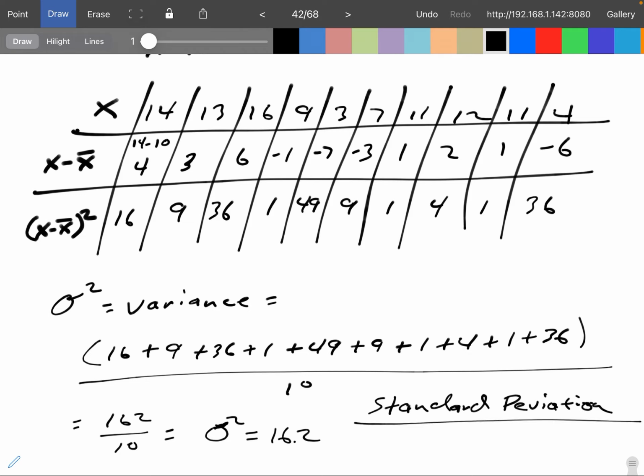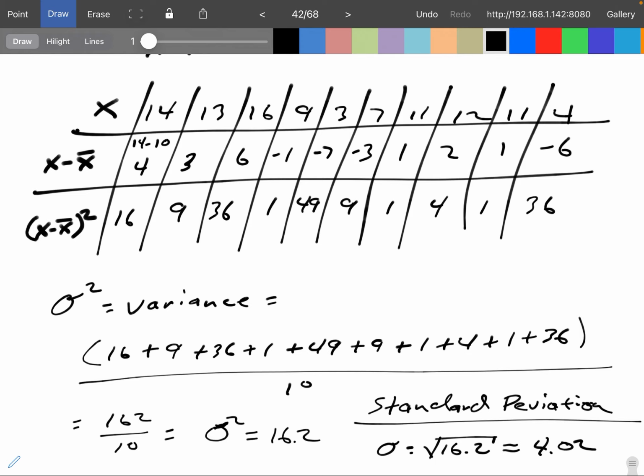So for the standard deviation, all you have to do is take the square root of the variance. And the symbol for that is just going to be this sigma. So it's going to be the square root of 16.2. If you do that on your calculator, you should get about 4.02. All right, now for the rest of this lesson, I'm going to have to go to the graphing calculator for you guys. But that is how you find the mean and the standard deviation.